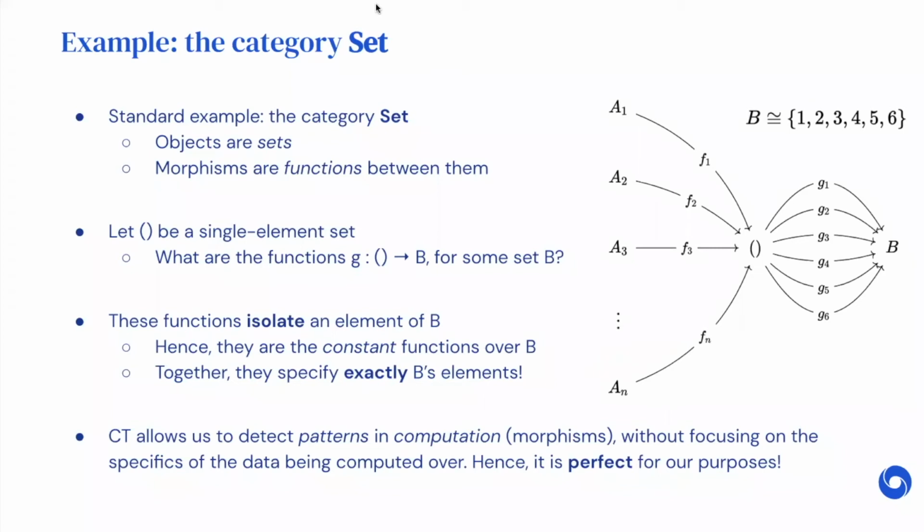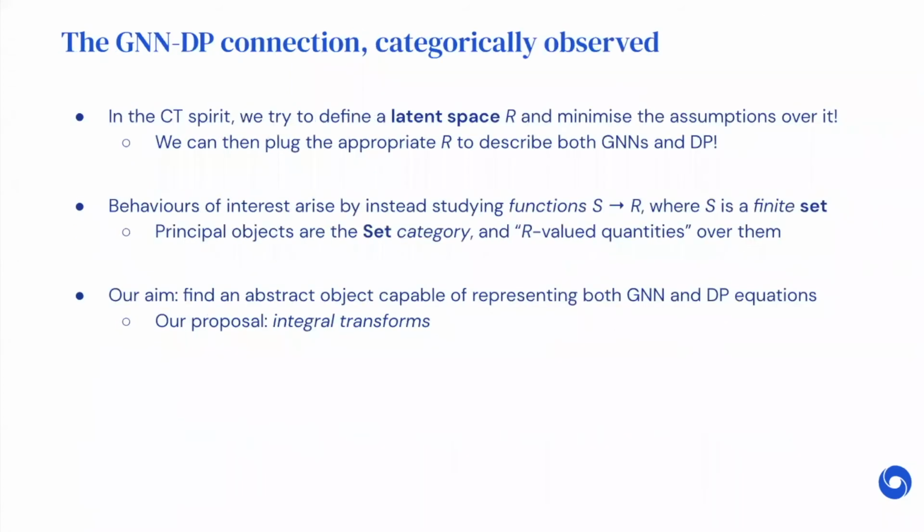So this is one mind-blowing example where even though I've dropped everything that's inside the set, I can still detect patterns in computation without focusing on what's inside, because I can reconstruct what's inside by looking at the arrows. And this is what, in my opinion, makes category theory perfect for the kinds of purposes that we want to do here. Okay, so now back to our main event.